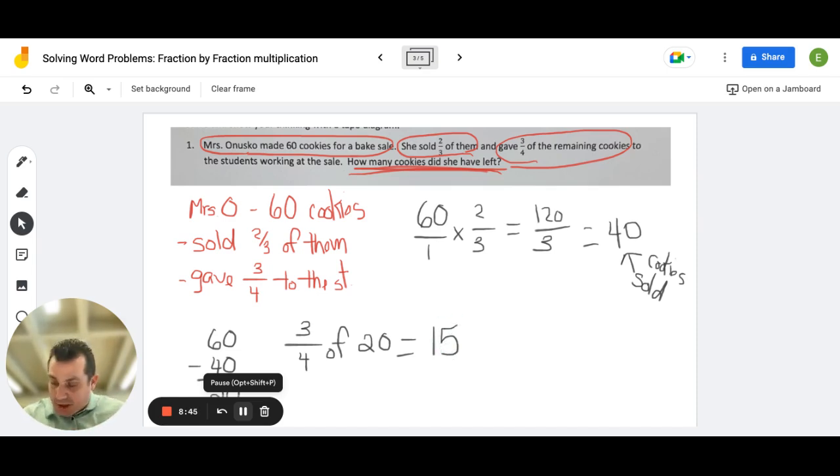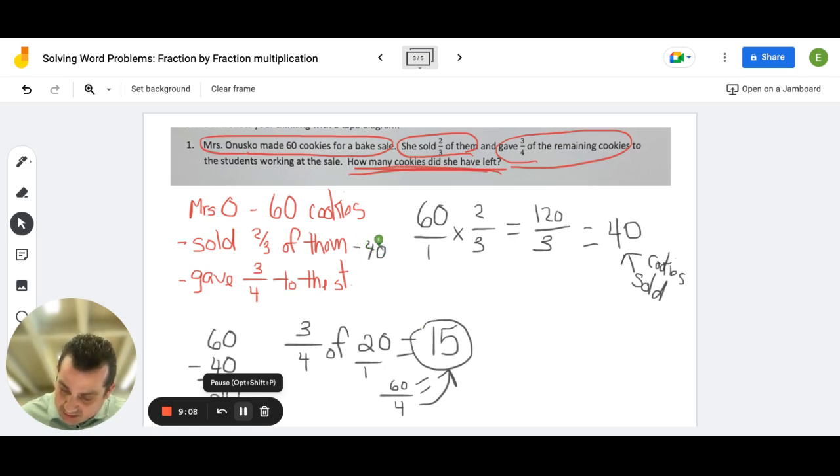Or you could multiply straight across, have the imaginary 1, and you would get 60 over 4. And 60 over 4 is equal to 15. So this 15, okay, is how many cookies she gave away. So here, she sold 40 of them. She gave 15. How many cookies did she have left? Well, if she sold 40 and gave 15 away, add that up, that's 55 cookies.